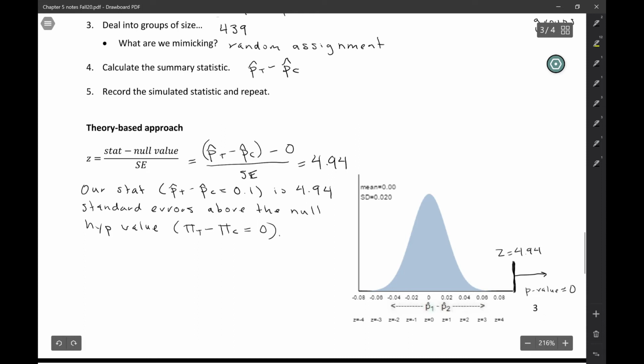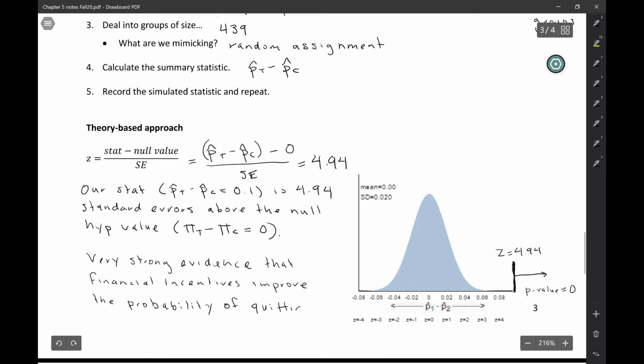It would be extremely unlikely to get a value of 4.94 or more extreme if the null hypothesis were actually true, meaning if financial incentive really made no difference, we would not expect to see results like this. So our conclusion would be that we have very strong evidence against the null. The null was not a good explanation, so very strong evidence against the null and for the alternative. In this case, we would say very strong evidence that financial incentives, that was our treatment, improve the probability of quitting. In other words, the probability of quitting is higher when they get the financial incentives, compared to the control group.